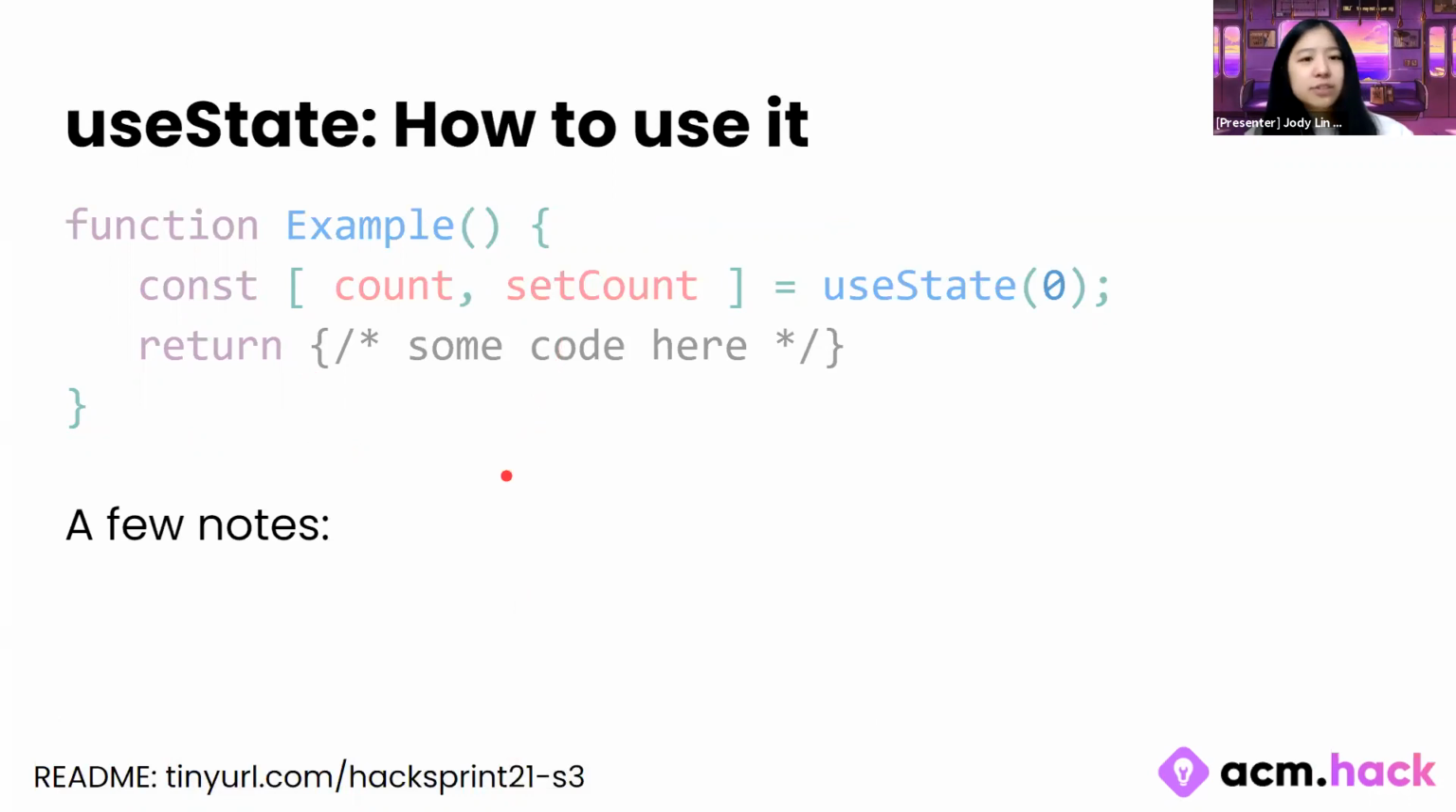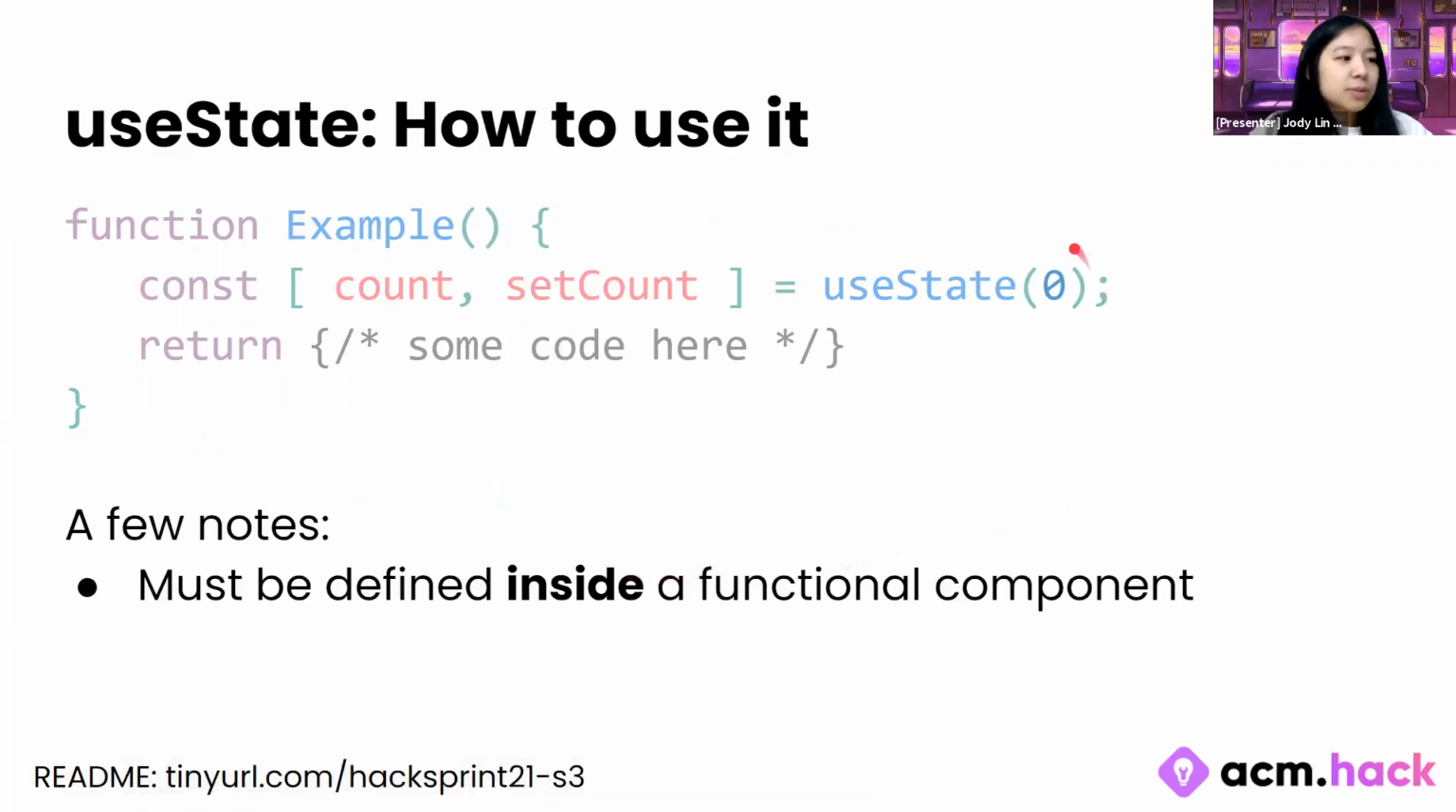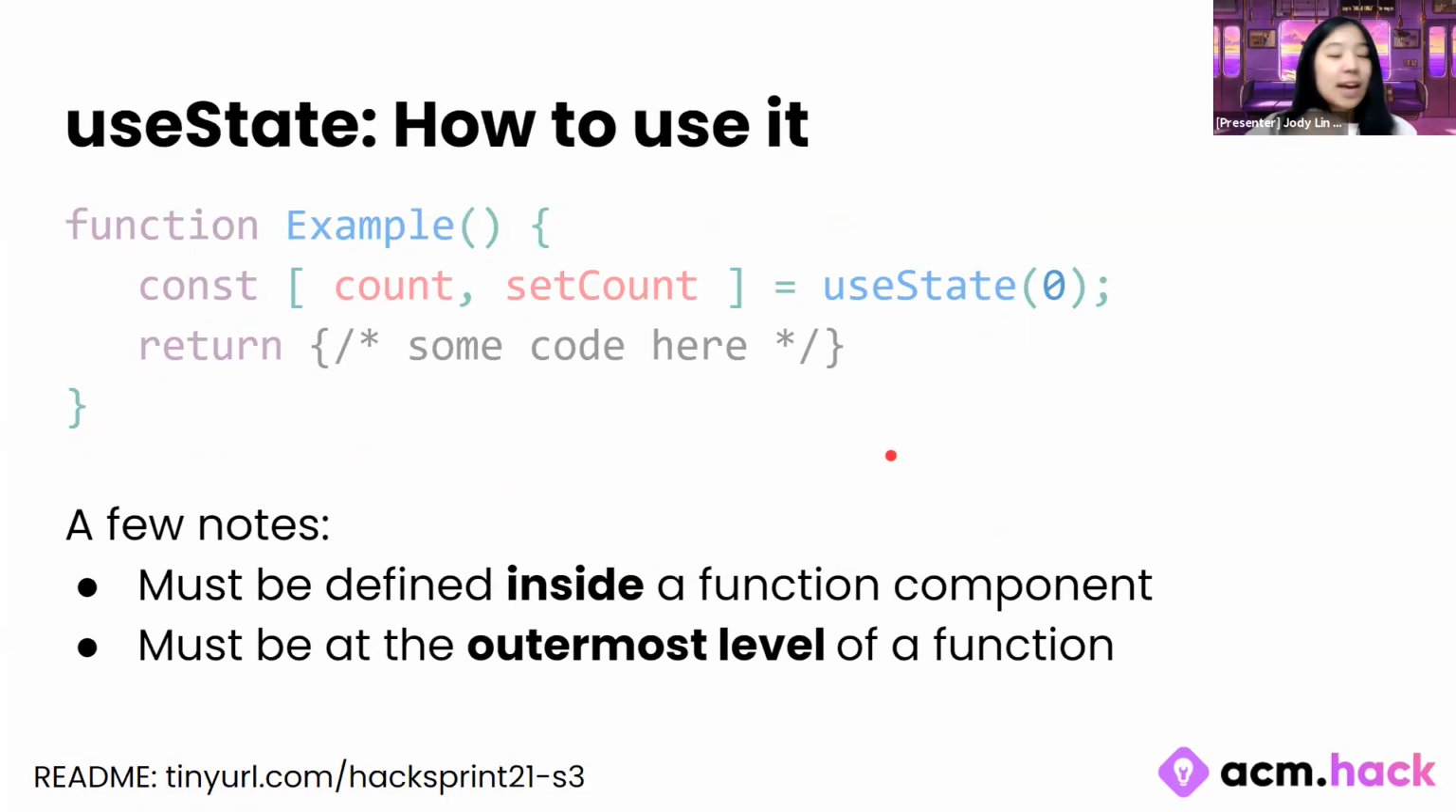But before I go into the details, just a few notes. This must be defined inside a functional component. So whenever we use this function, it must be inside a functional component. And it must be at the outermost level. So I can't put it in an if statement. I can't put it in a for loop. I can't even put it in the return code. It just has to be in the outermost level of the function. All right, so that's just a quick aside of how to use it.